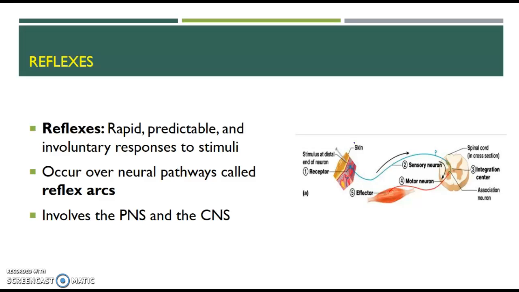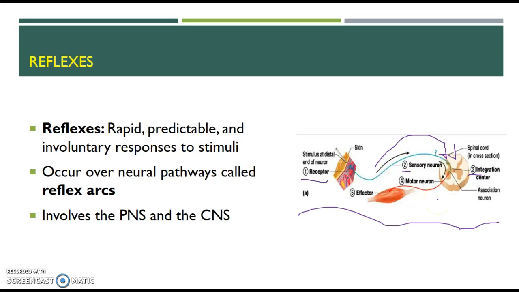All right, last slide, reflexes. Reflexes are something that occurs in the CNS and the PNS. And really what I wanted you to look at is all the different sections of a reflex. You have a receptor, which is going to be touch, pain, taste, smell. Your second thing is a sensory neuron. That's going to send information to the spinal cord or central nervous system. That's going to be your integration center.